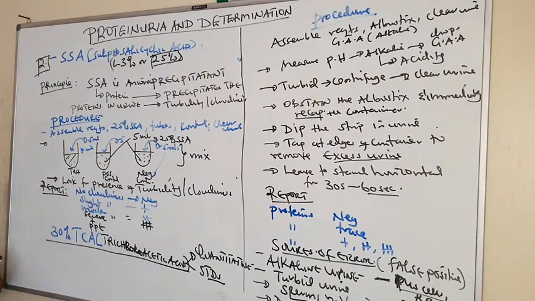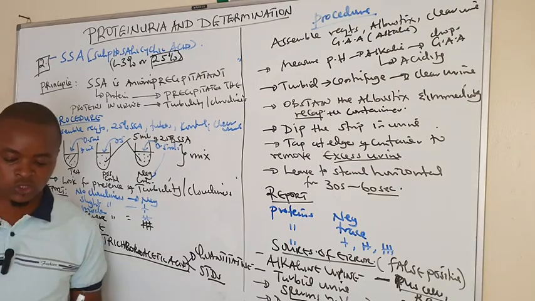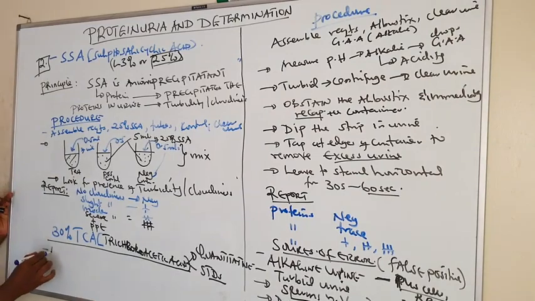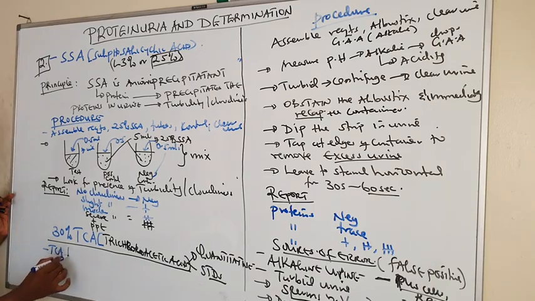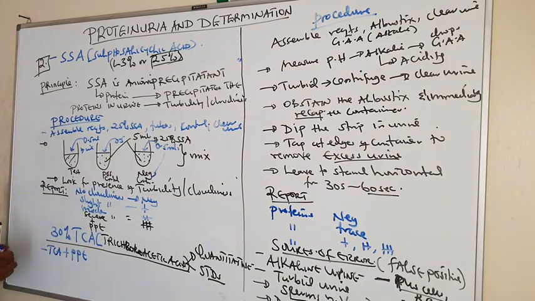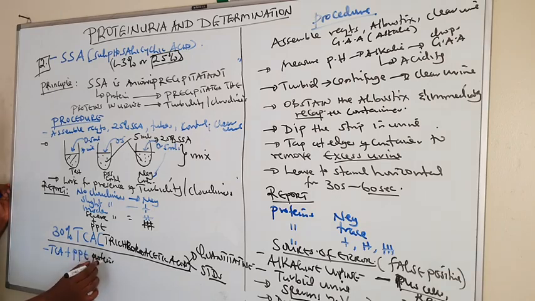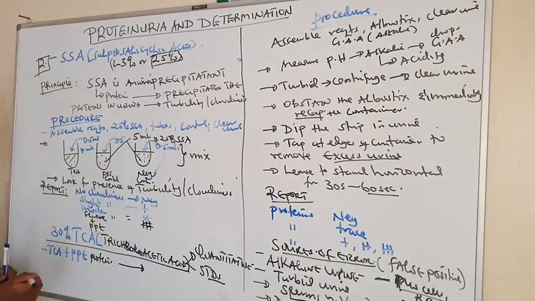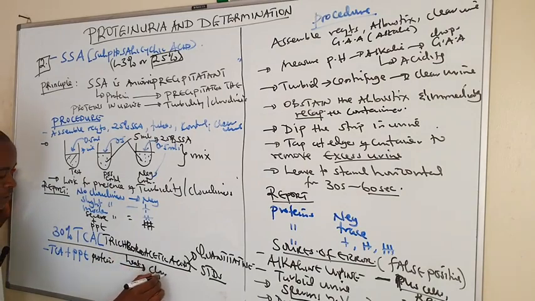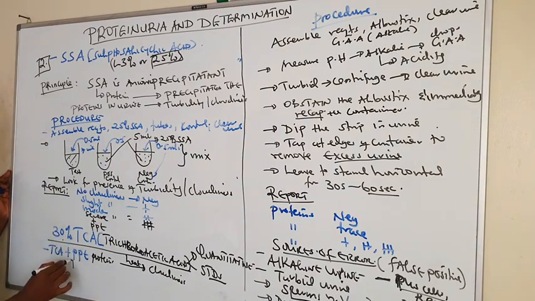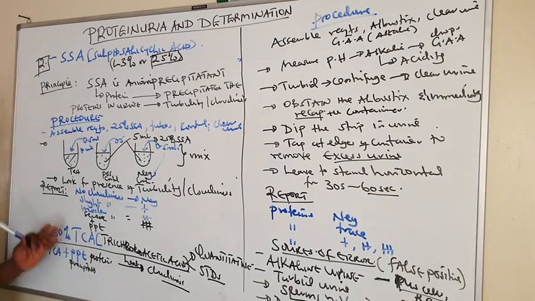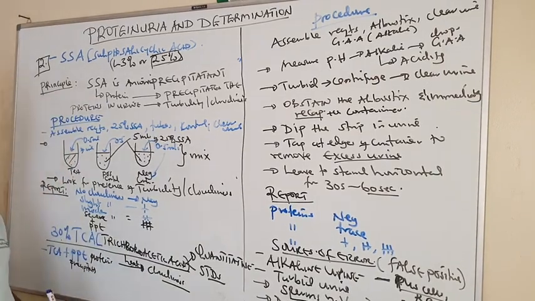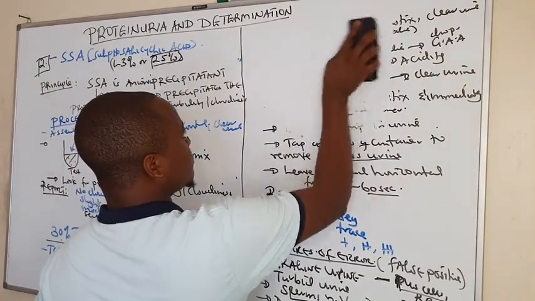The principle here is that TCA is a precipitant, so when added, it precipitates proteins in urine, leading to formation of cloudiness. This occurs in the presence of heat. So the requirement here is heat, and you boil.